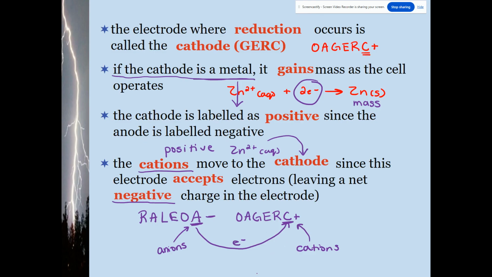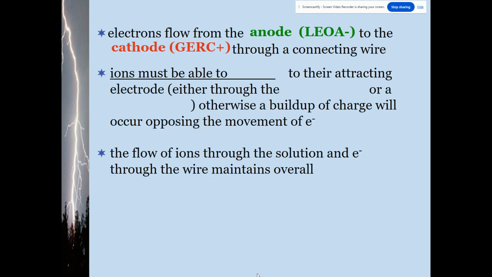Now, we're going to draw diagrams of cells, Voltaic cells, but before we get into that, there's another little topic that we have to talk about that is part of cells. So, like we said, the electrons flow from the anode to the cathode, but ions also need to be able to move, the anions and the cations, like we talked about. And those move through either a salt bridge or a porous cup.